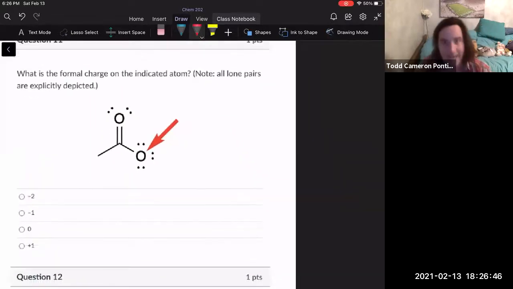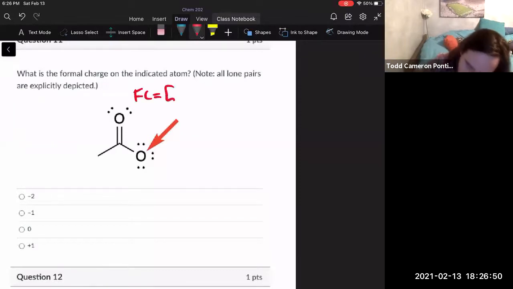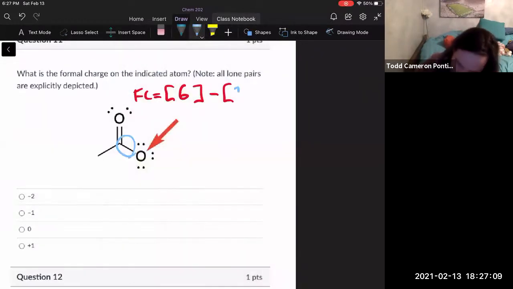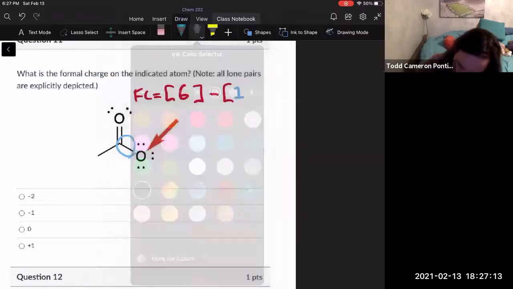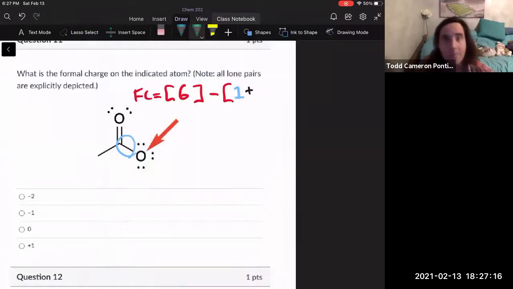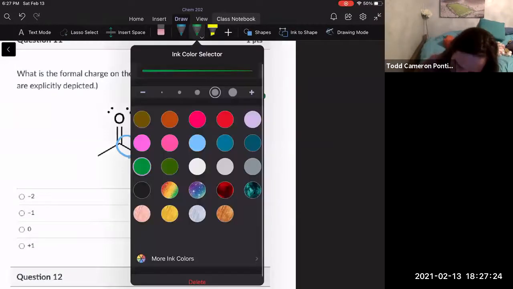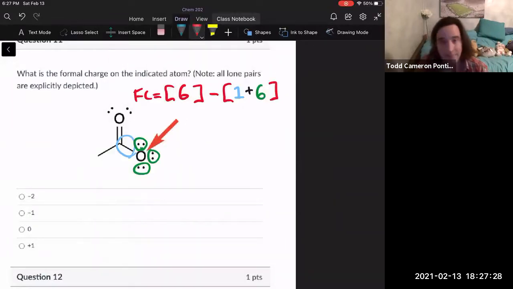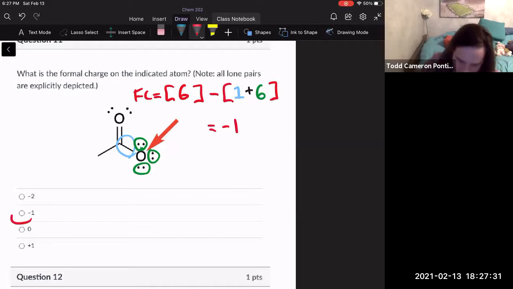All right, formal charge on the indicated atom. To find formal charge, it's equal to the group number, aka the number of valence electrons on the neutral atom. So oxygen is group 6. And then minus the number of bonds. There is one bond. Let's color code this. Now we've got the one bond here, plus the number of non-bonding electrons. So there's 1, 2, 3, 4, 5, 6 non-bonding electrons. And so this ends up being 6 minus 7, which is going to equal -1. And that's always going to be the formal charge on an oxygen when it has one bond and 3 lone pairs on it, or 6 non-bonding electrons.